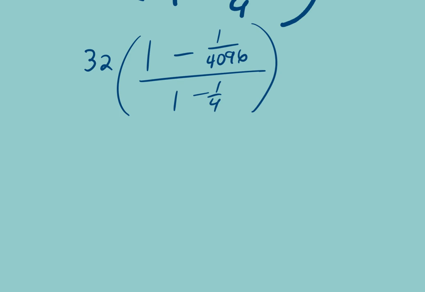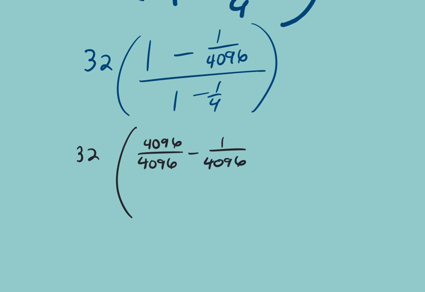Now I got to get a like denominator in both the top and the bottom, okay? The good news is it's really always going to be 1 minus something, so we just change 1 to be whatever that base is over itself. So 32 is still on the front. 4,096 over 4,096 minus 1 over 4,096 goes over 4 over 4 minus 1 fourth.